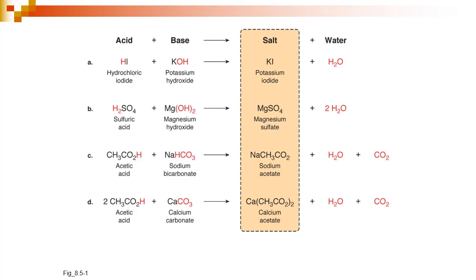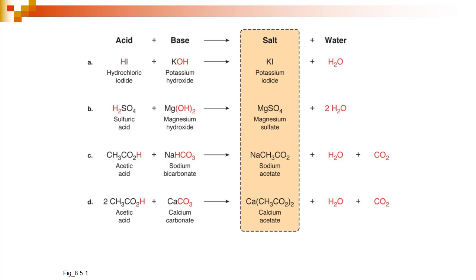So this slide has 4 examples of neutralization reactions. Acid plus base goes to salt plus water. So first look at the acids, the first substance written down for each reaction. Notice that each of those acids have a hydrogen that's available to react. Now the first one actually has a typo on it. It says hydrochloric iodide. That doesn't make sense. It should be hydroiodic acid or a hydrogen iodide. So they had a little typo in the picture.